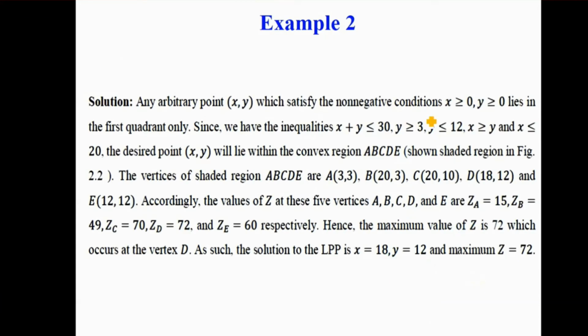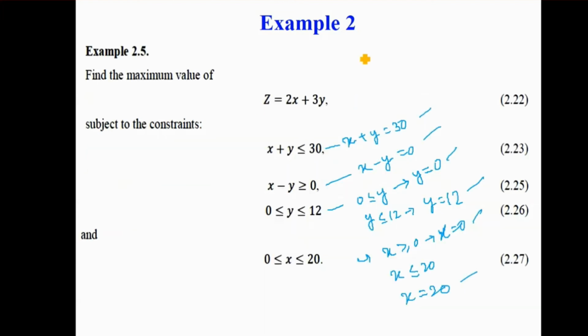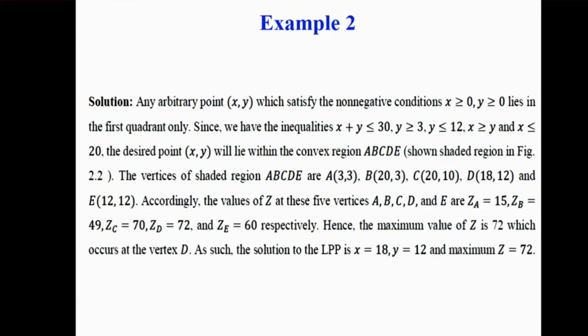You see here we have discussed now. So the solution region A, B, C, D, E are: A is 3, 3, B is 20, 3, C is 20, 10, D is 18, 12, and E is 12, 12. Accordingly, we will find the Z value, because Z is given as 2x plus 3y. So we will find out. So z equal to 2x plus 3y.